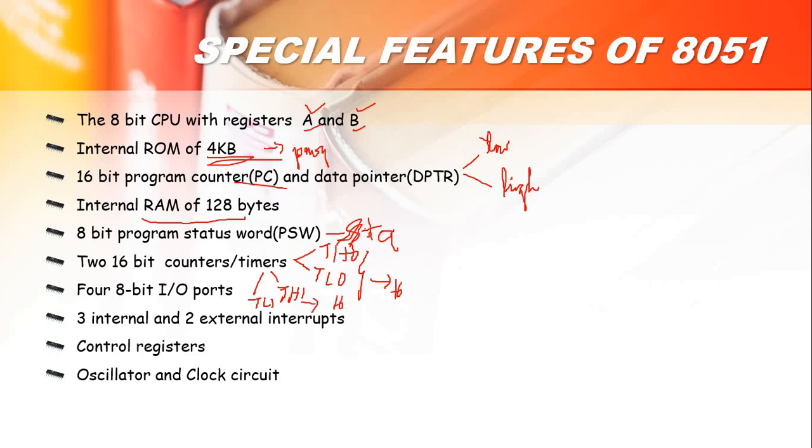So two 16-bit counters and timers we are having, and four 8-bit IO ports we are having. Each port will have 8 pins, so total 32 IO pins we are having, and 3 internal and 2 external interrupts we are having, and some control registers, and also an oscillator and a clock circuit. Apart from this, we are having an 8-bit data bus and a 16-bit address bus.